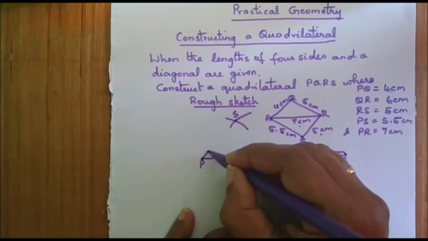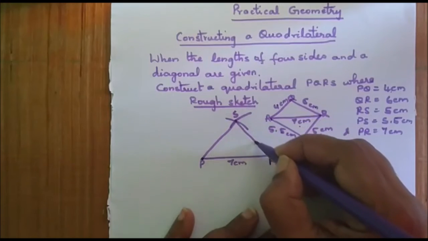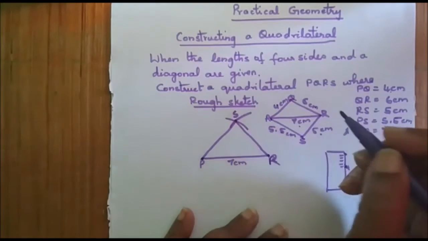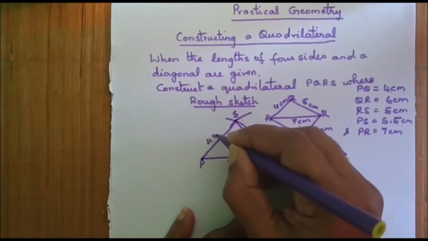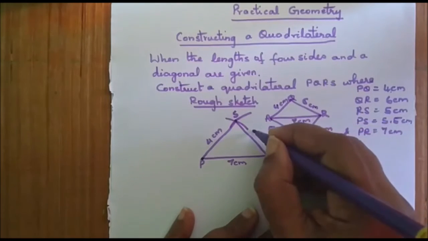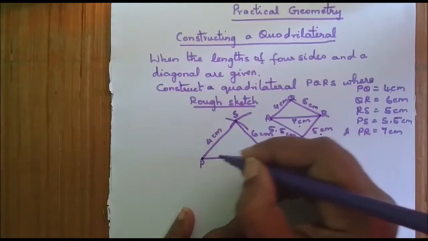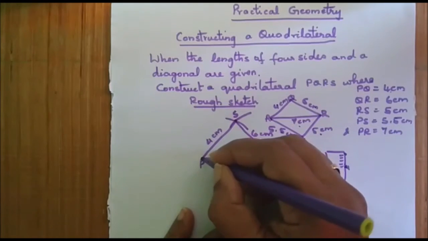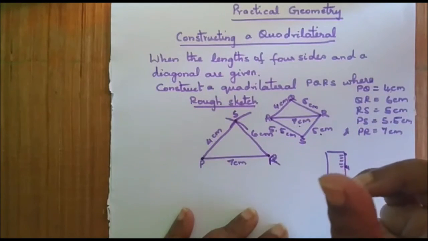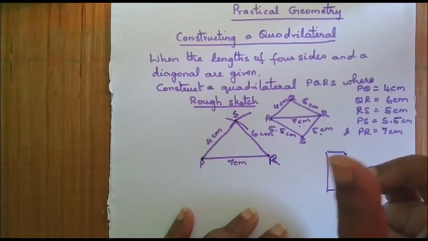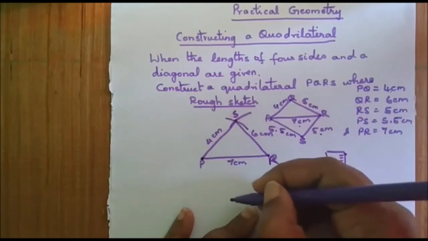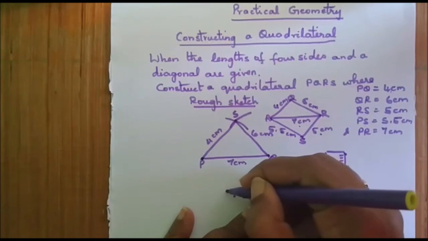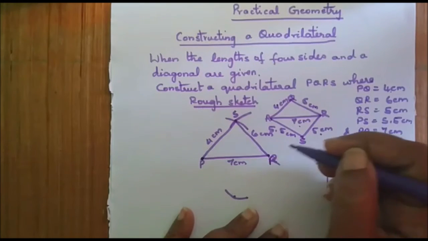Now let us join these two points and draw the triangle. So this is 4 centimeter and this is 6 centimeter. Now once again keep the compass tip at P, measure 5.5 centimeter using the scale, and draw an arc over here.